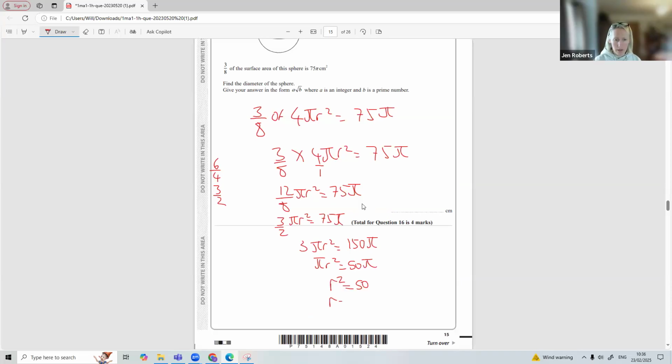Square root both sides, but we need to write it in the form a root b. What square numbers divide into 50? Well, 25 divides into 50, so we can write it like this. 25 times 2 is 50. Let me separate it: root 25 times root 2. Root 25 is 5, so it'll be 5 root 2. That's the radius, but we want the diameter. The diameter is double the radius, so if you double 5 root 2, you get 10 root 2.